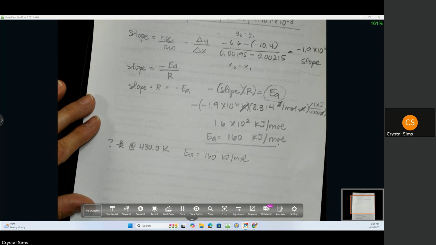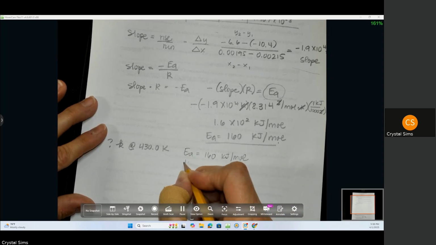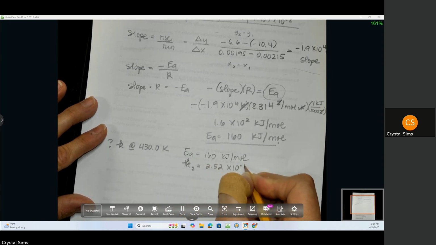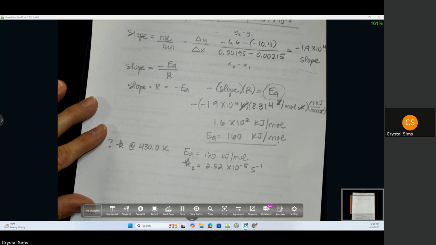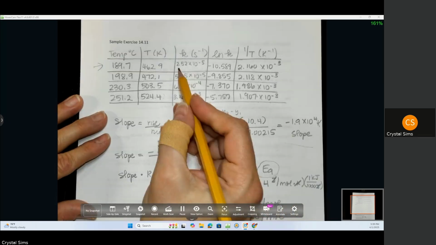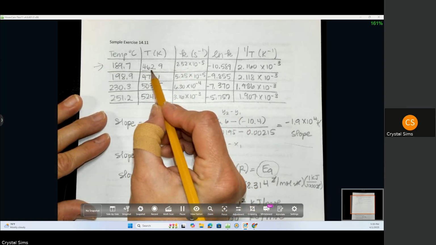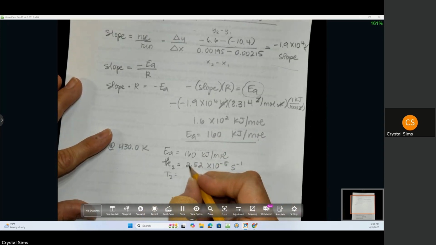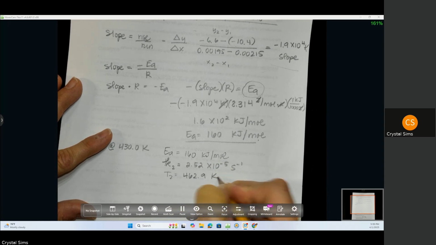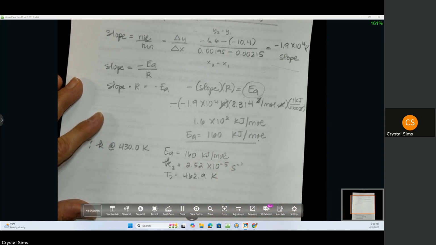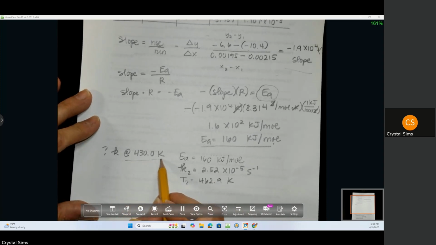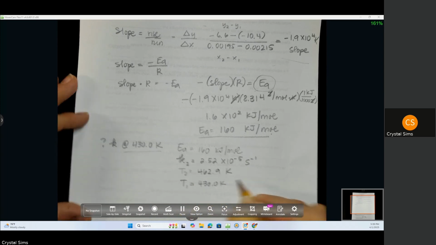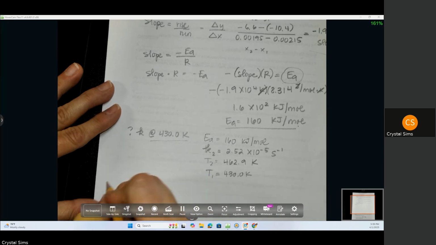And so we're going to say that K2 is equal to 2.52 times 10 to the negative 5 s to the negative 1. And I got that from right here. And we're going to use that temperature. So that's going to be K2. If that's K2, then we have to let our temperature there, 462.9 Kelvin, be our T2. We know, here's the temperature they asked us. We're going to set that to be T1. So then we plug into our equation, and it's going to look like this.